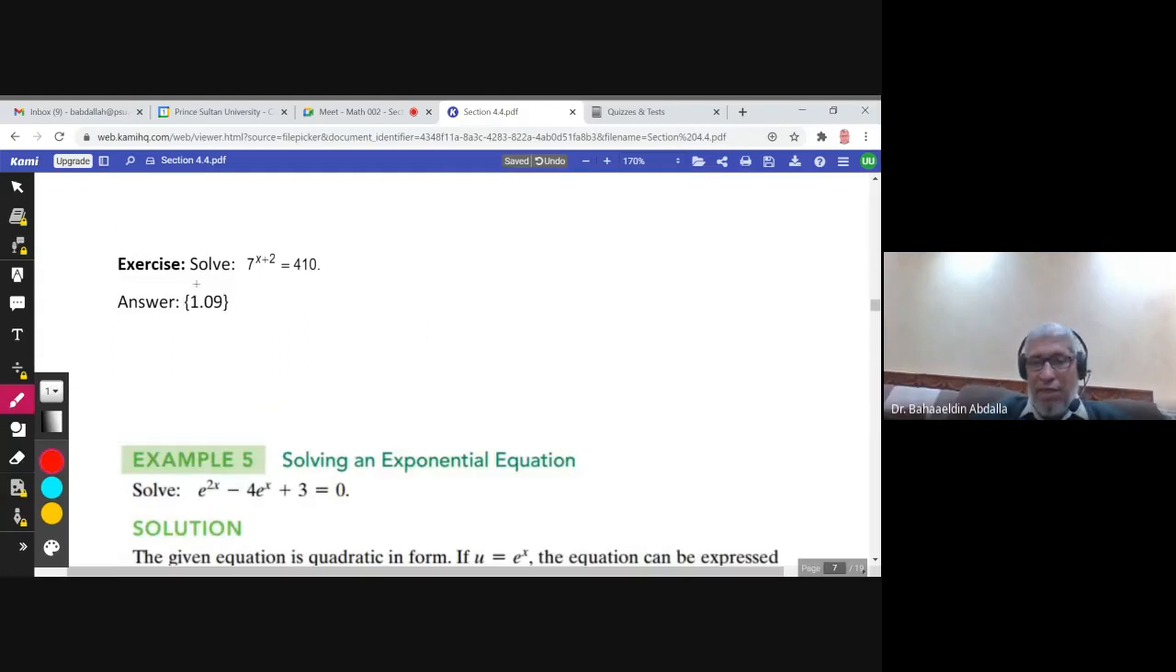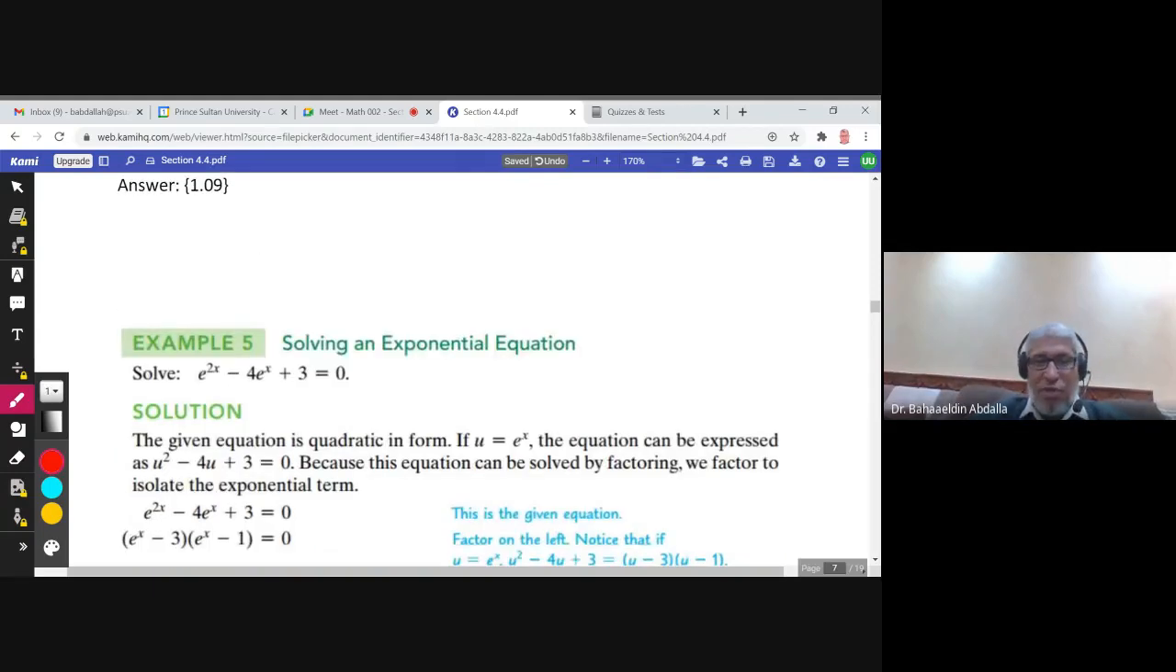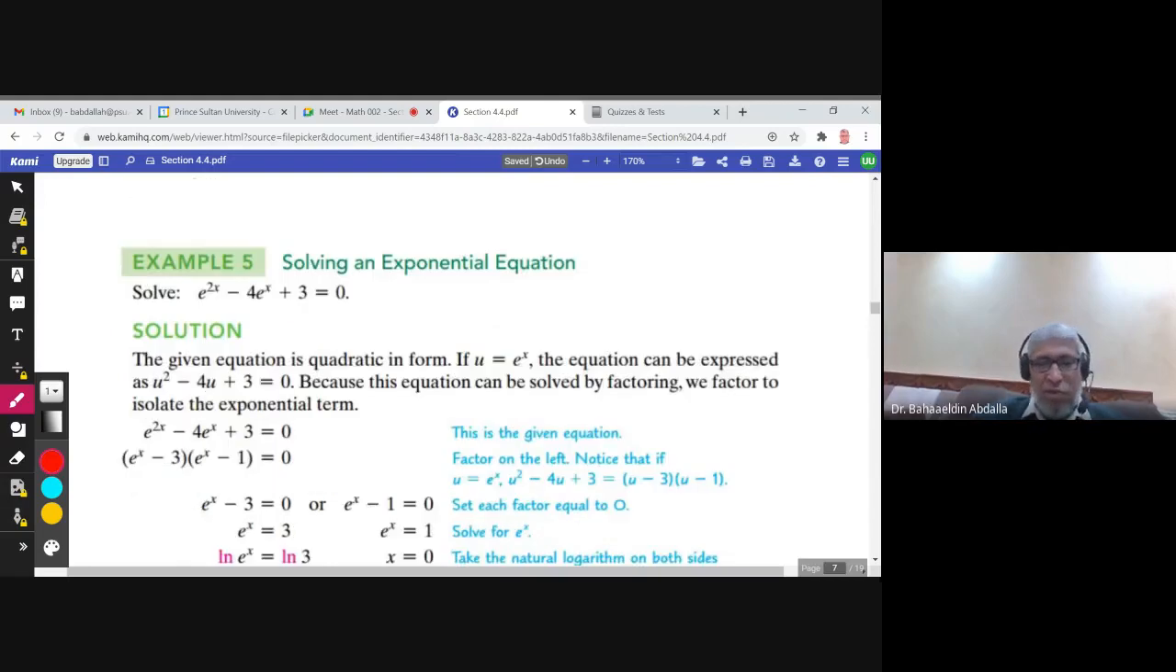This is a third example. Please check, apply ln to both sides, and make sure that the answer is 1.09. Another example today, maybe it is the last one. Now look carefully at this example. We have two exponential expressions: e to the power x, and e to the power 2x.